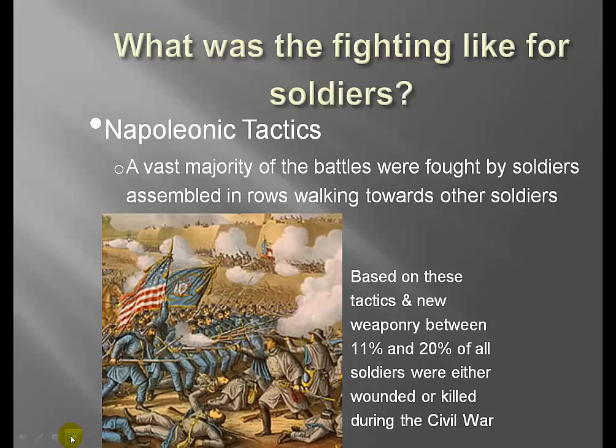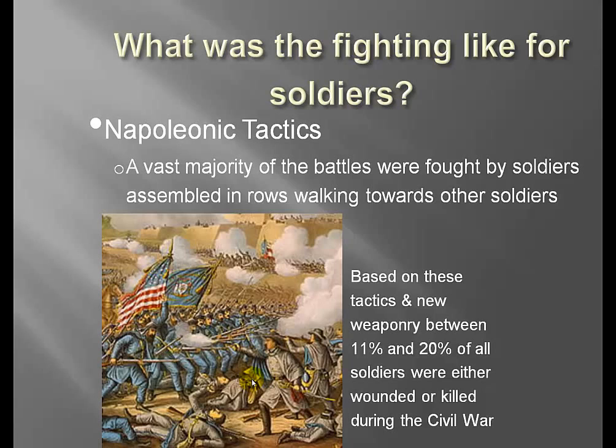Well, one thing that the North and the South pretty much used at the beginning of the Civil War was Napoleonic tactics. And we looked at this a little bit earlier this year, where the troops would just get in rows and start walking towards each other and firing. We looked at this when we looked at the Revolutionary War. And well, the problem was as the arms started getting better, in other words, the conical shaped bullets and the rifled barrels and better technology, more and more soldiers are getting killed.